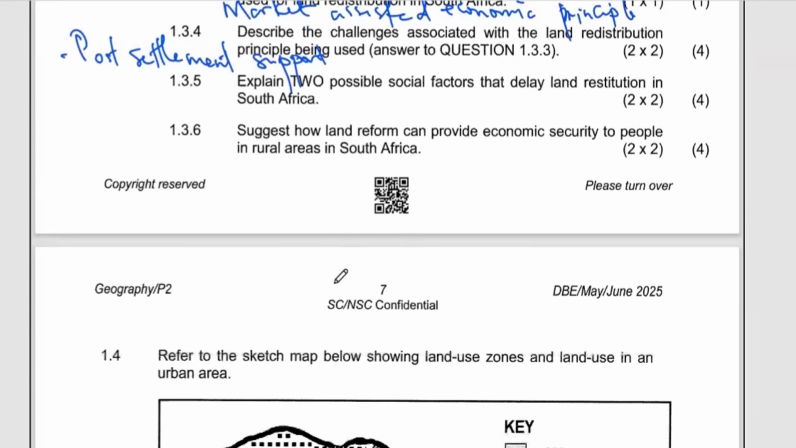Right, moving on to the next question, we want to check question number 1.3.6. Suggest how land reform can provide economic security to people in rural areas. Land reform, how can it provide economic security? We are saying, how can people in rural areas be secured economically? How can they be sure of a sustained way of life through land reform?